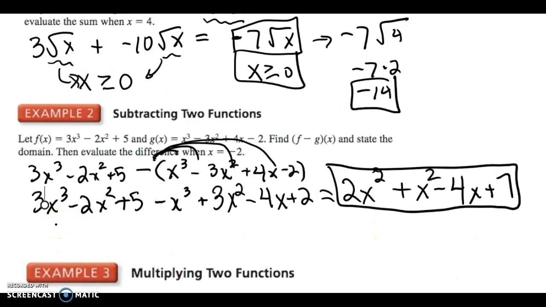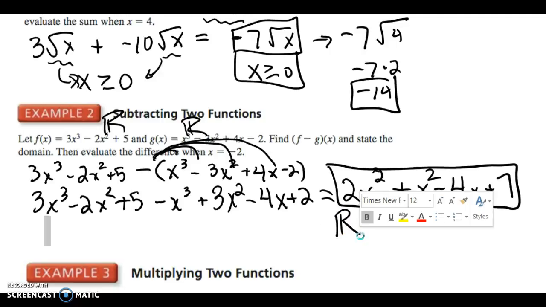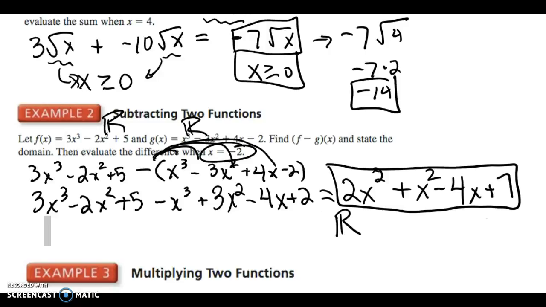We then need to talk about the domain. The domain for any polynomial is all real numbers, and since f is a polynomial and g is a polynomial, together the domain will still be all real numbers. Now let's evaluate for when x is negative 2, and that just means we're going to plug negative 2 in for all our x's.